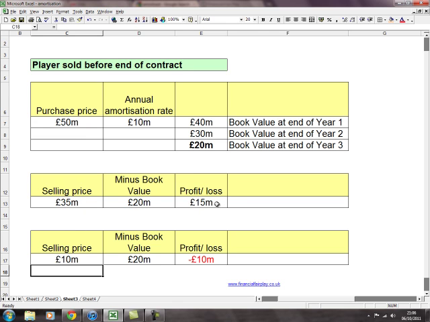The club has actually made an accounting profit for this year. So the club will get a £15 million credit in their accounts for that year immediately when it happens, because the contract is effectively ended with the club. Conversely, if they were to sell the player for less than the book value, in this example £10 million, they've actually made a loss, and this loss, the £10 million in this example, has to be written off immediately in the year that it happens.